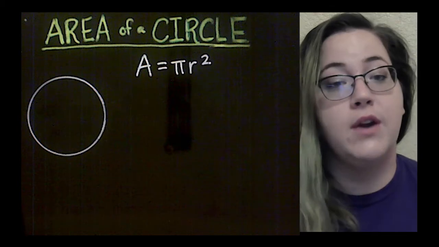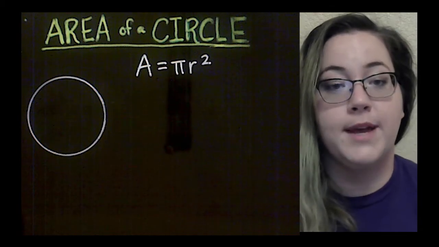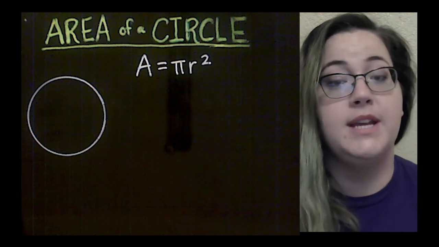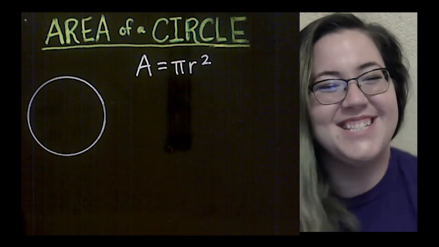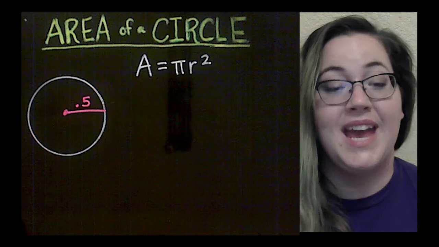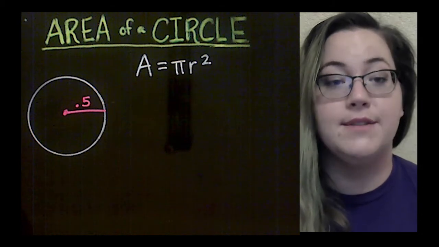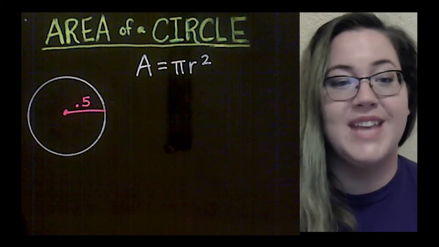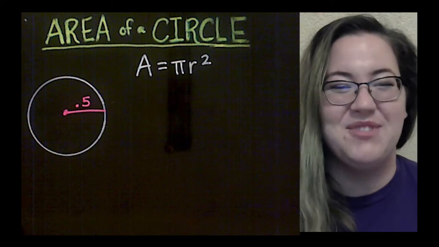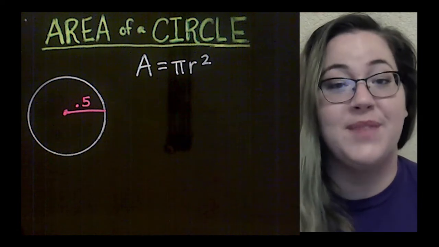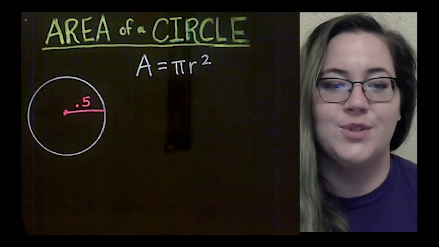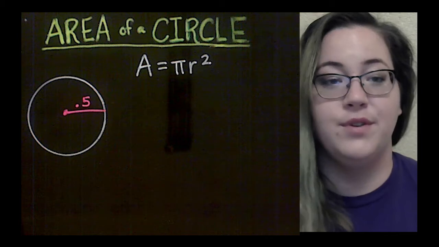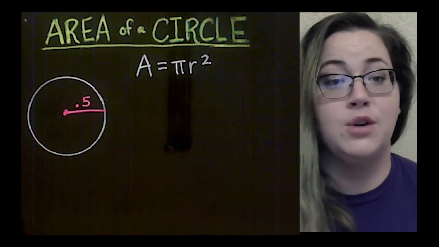So if you notice, for area of a circle, there's only one formula, and it has to deal with the radius. But sometimes you are going to be given the diameter as well. So let's get started. Here I have a circle, and I have a radius of 0.5. I know this is radius because it goes from the center of the circle to the edge of the circle. Since I have a radius, I can use the formula area equals pi r squared. All I have to do is plug in 3.14 for pi and 0.5 for radius and solve the equation.